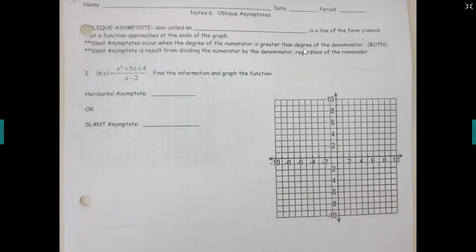Okay, will y'all please, for number 1, put it in the calculator and look at the graph? Go ahead and just type it into y equals for me.